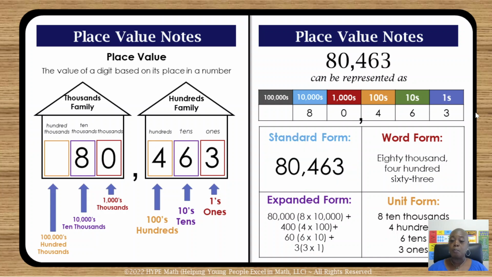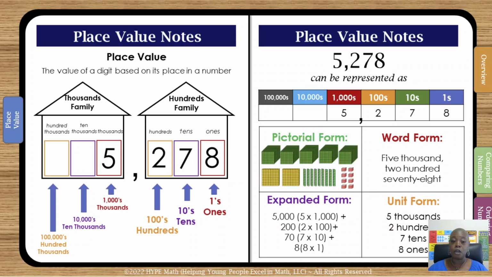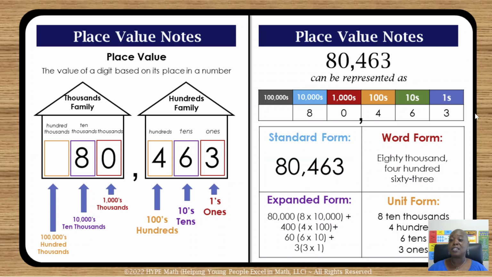We have more notes again, because if you notice, I want to go back one, that this was to the thousands place. However, the place value digital notebook is to the 10,000s place. Okay, and there's also another form introduced, which is unit form.